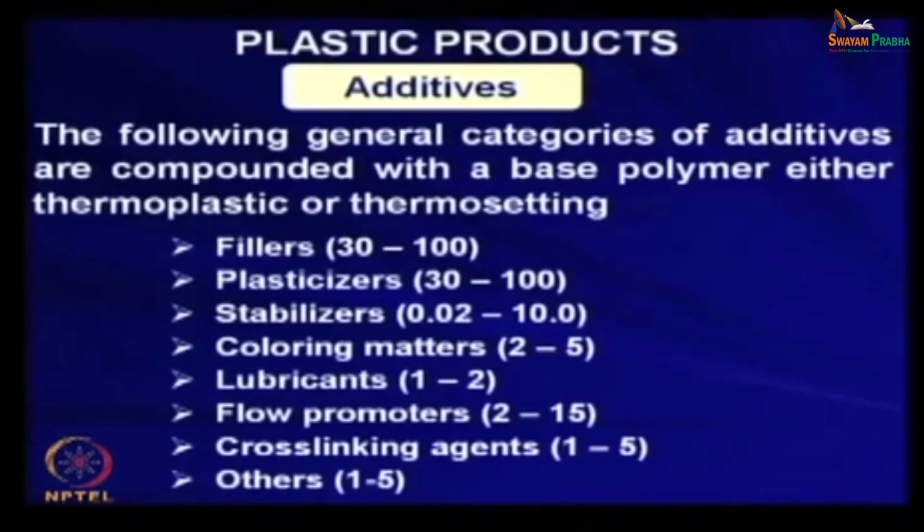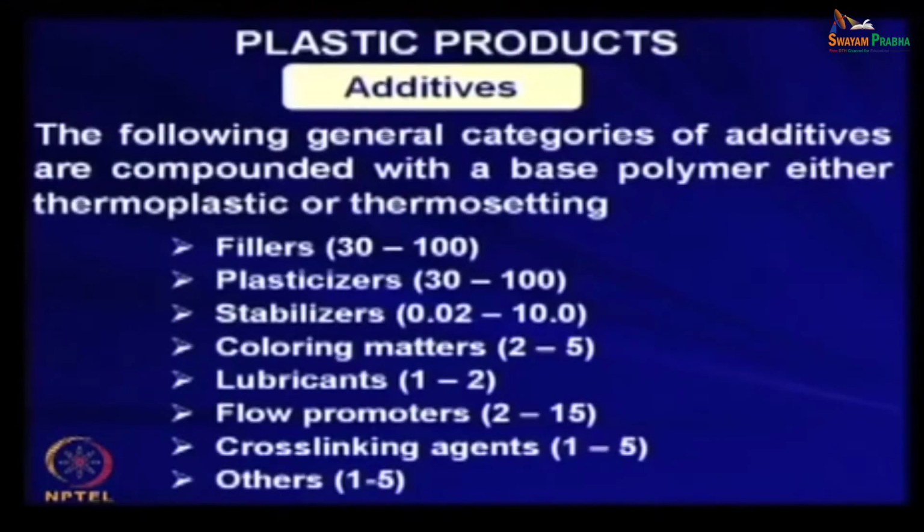So, for that it needs some lubricants. Those lubricants will come, a very thin film of the lubricant will diffuse or ooze out or exude to the interface between the polymer and the mold surface, and that will help in ejecting out from the mold. Flow promoters are used in order to control the flow characteristics, so that the surface finish is very good.